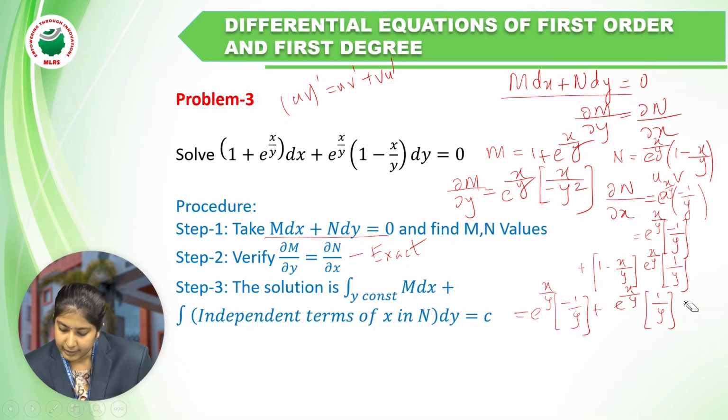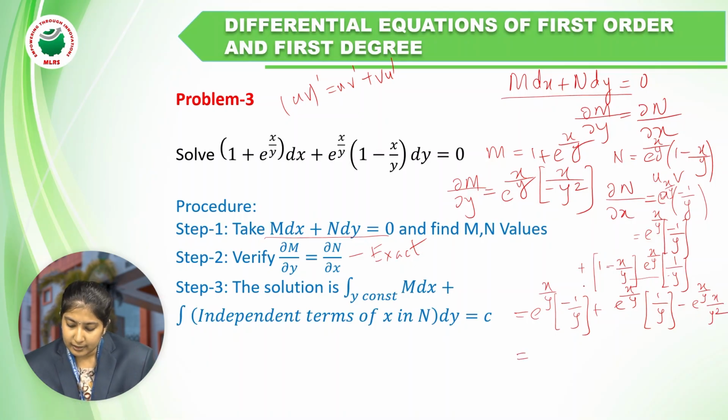See, here I'm taking minus, okay? I'm just multiplying here. There is no rocket science. This e power x by y into 1 by y is being multiplied with 1, and this is minus again e power x by y into 1 by y. This one again I'm multiplying. What is it resulting? x by y square.